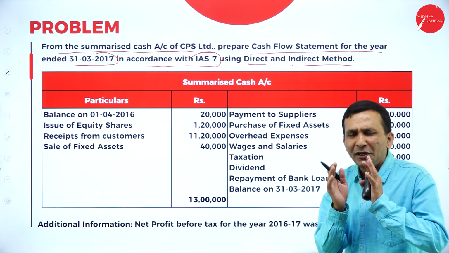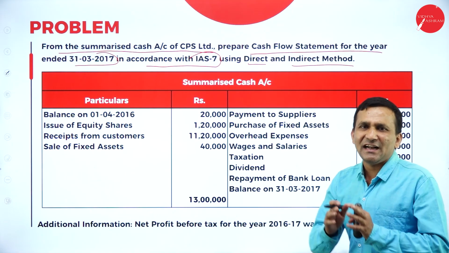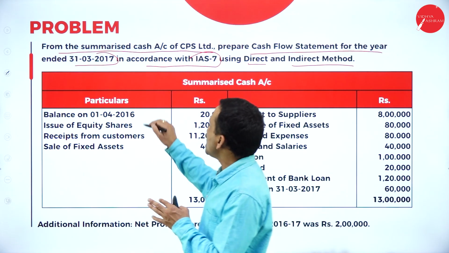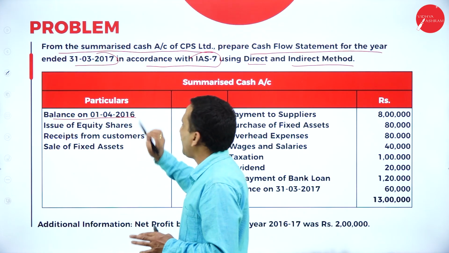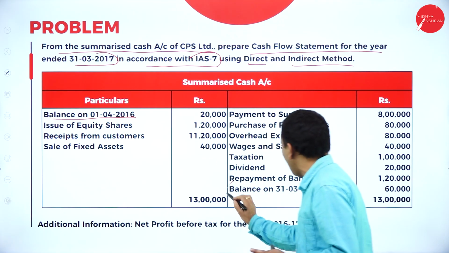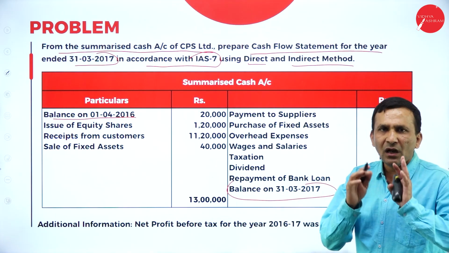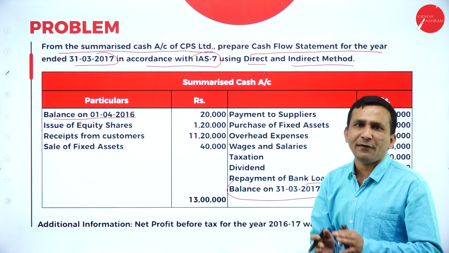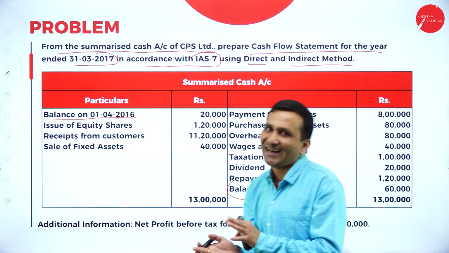Whatever items are there in the direct method and indirect method, you will get more clarity in the previous session. Here the opening cash balance is given, the closing cash balance is given. Now, using all the information, we need to identify or classify according to three activities.